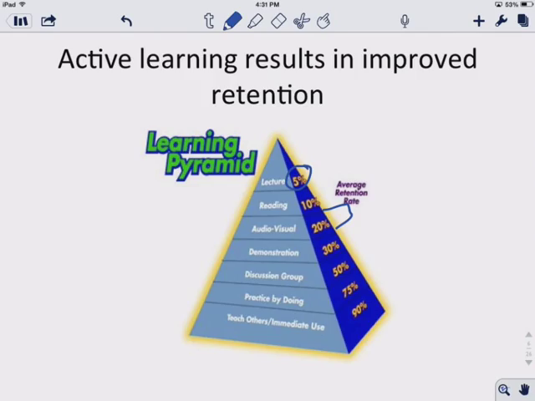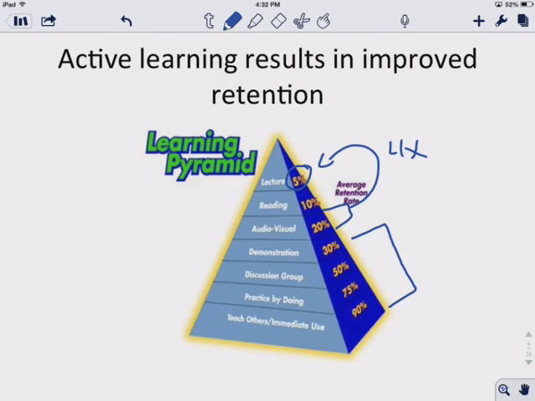And you kind of look at that and you go, well, 20%, it's really not that much, but it's 4 times greater than what we normally get in a lecture. And what it also allows us to do is spend the time where you're going to get the most retention on these higher level things, where we look at demonstrations, discussions in group, practicing by doing. That would definitely be our labs.